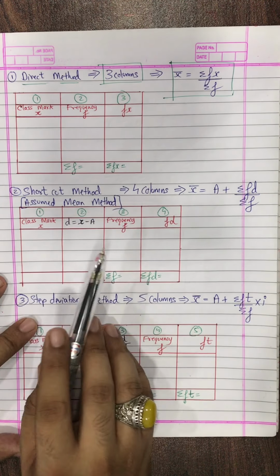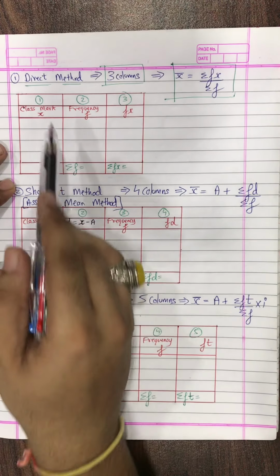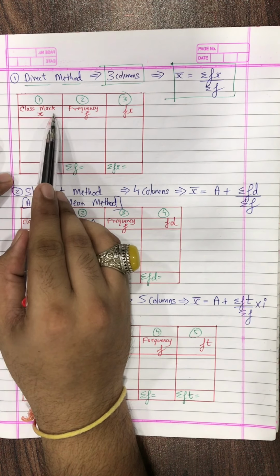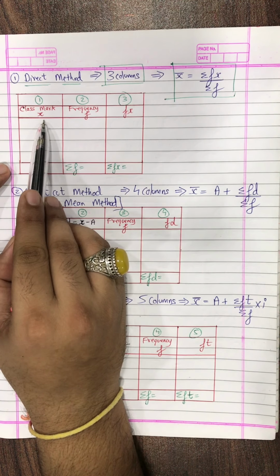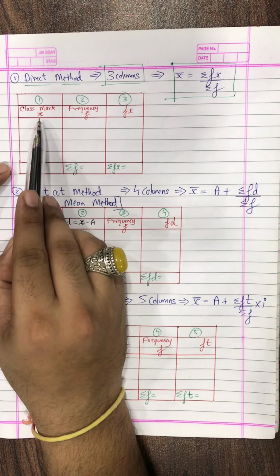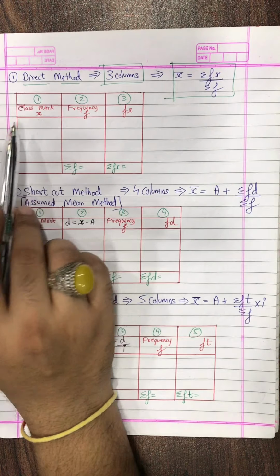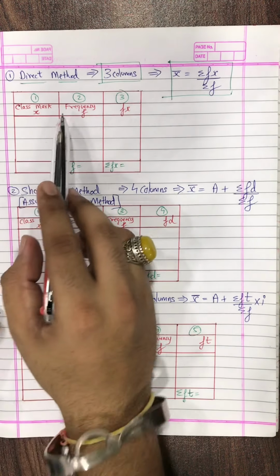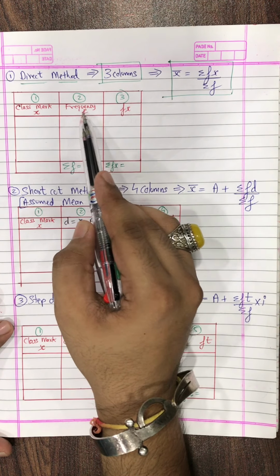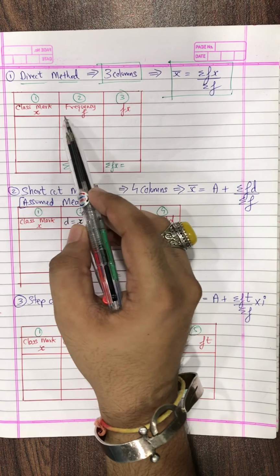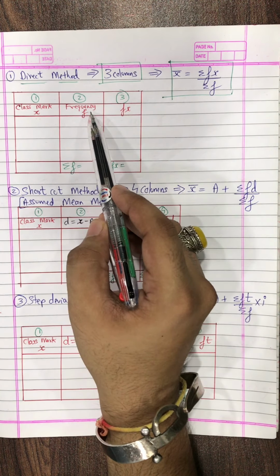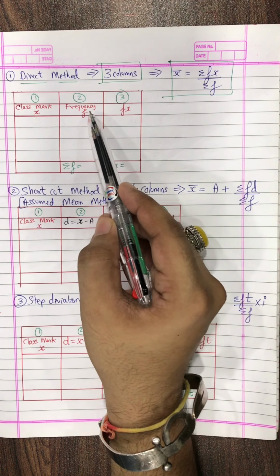Now students, listen to me very carefully. This class mark, which is called X, will always be given to you in the question. Yes, that's it. Next, frequency. This will be given to you in the question. Yes, these two columns will be given to you in the question. Frequency is also called quantity.